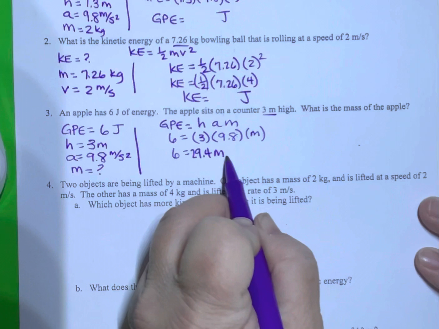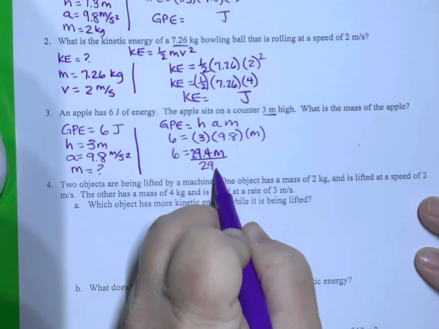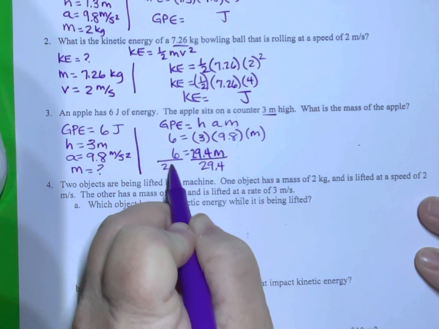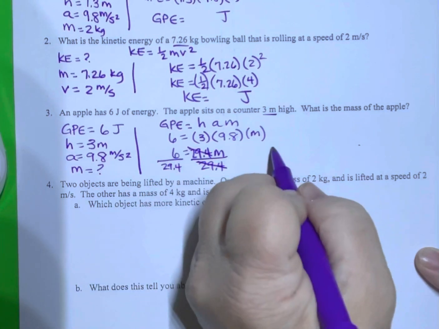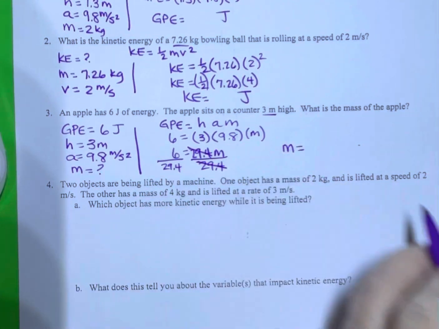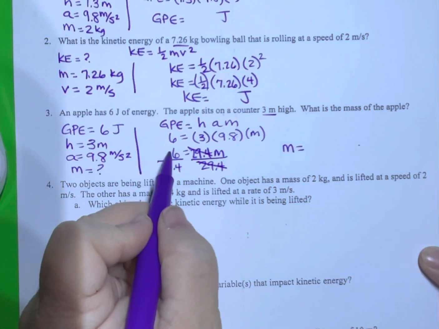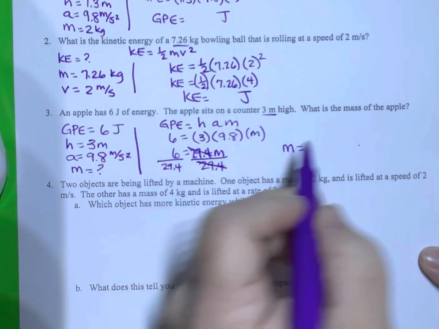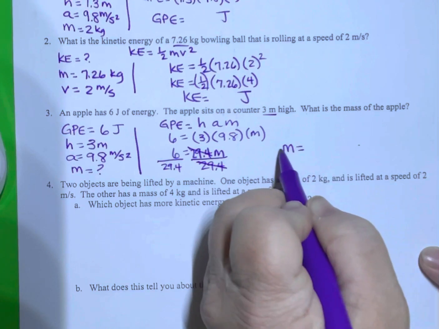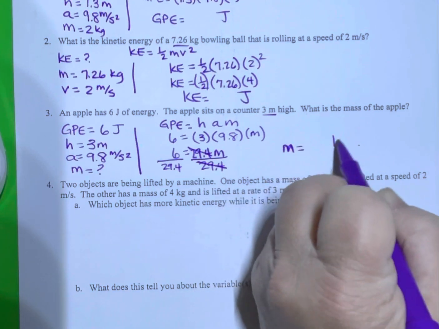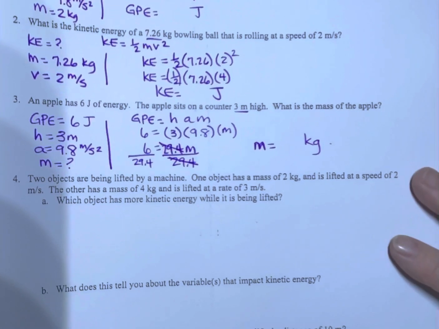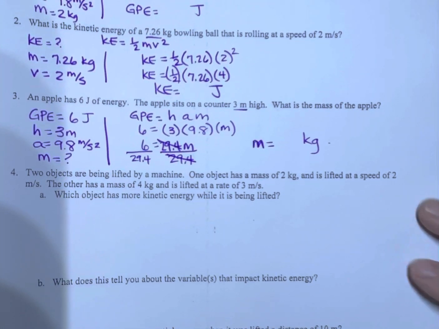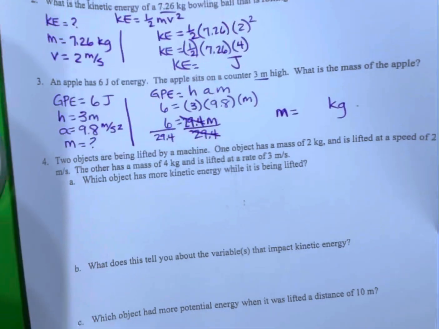Now to get m by itself, I'm going to divide both sides by 29.4. And then 29.4 cancels out over here. So m, or the mass, is equal to 6 divided by 29.4. And what is our unit going to be for mass? Kilograms. Good. Whoops, let me scooch that over so you can see it better. Sorry about that. So you're going to have to figure out the number. So do the math and figure out the number on that, okay?